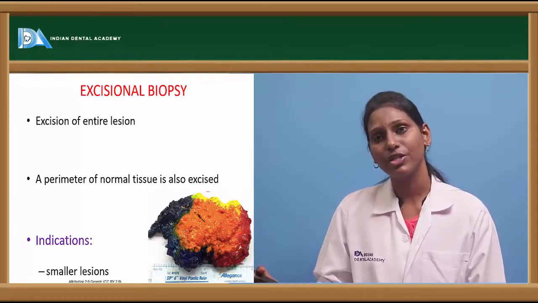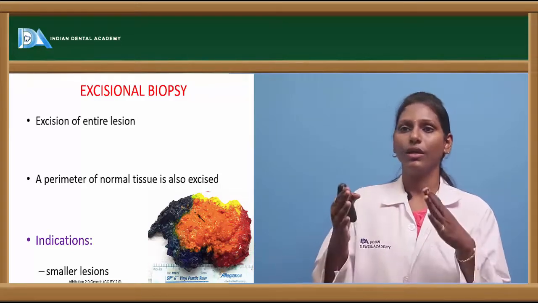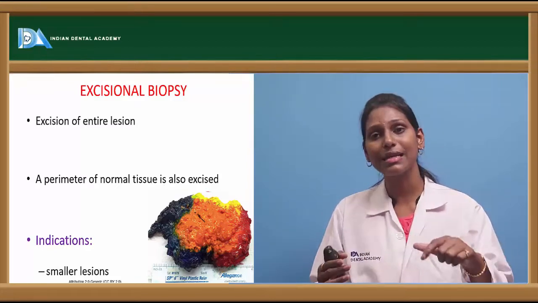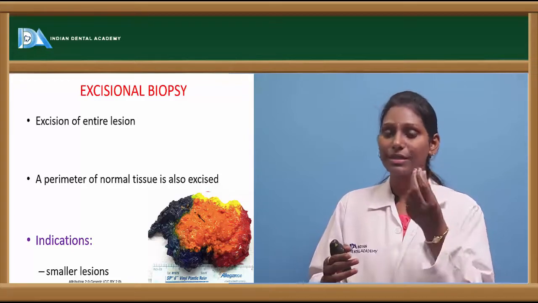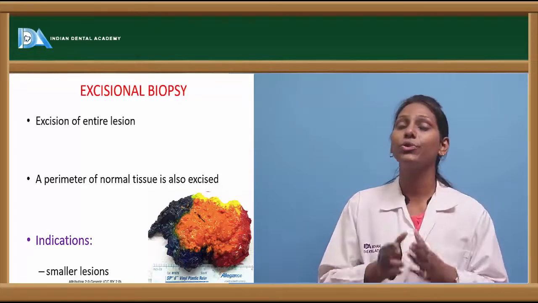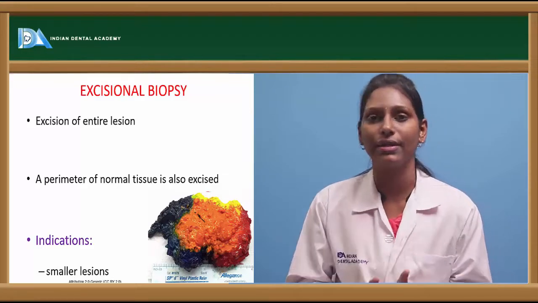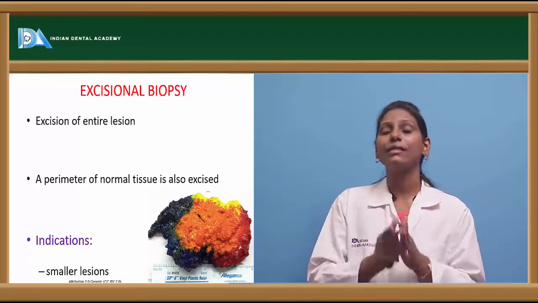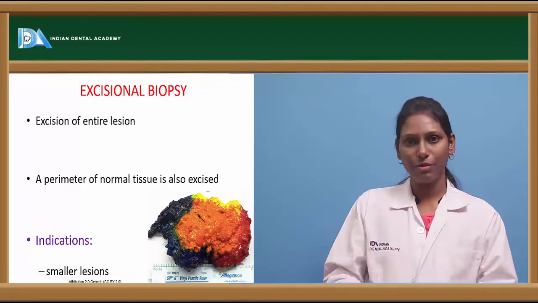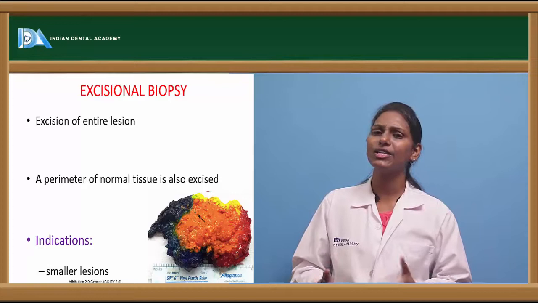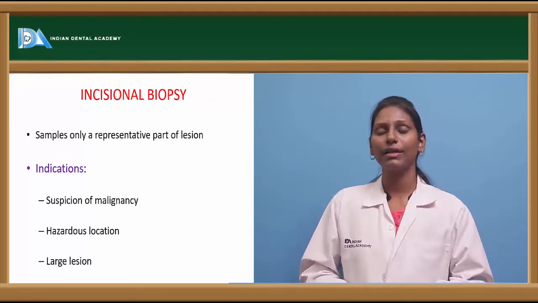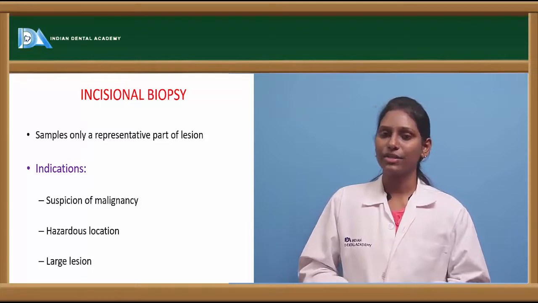Now coming to excisional biopsy, as I told you, it is excision of the whole lesion, and in these cases we also excise the perimeter of the lesion. For example, this is the lesion, we excise the surrounding normal tissue also to make sure that the lesion would not recur. So to prevent that recurrence we go ahead with this excisional biopsy with a negative margin around it. Then indications, as I told you, are small lesions, pedunculated, tumefactive lesions, etc. that can be done with excisional biopsy.